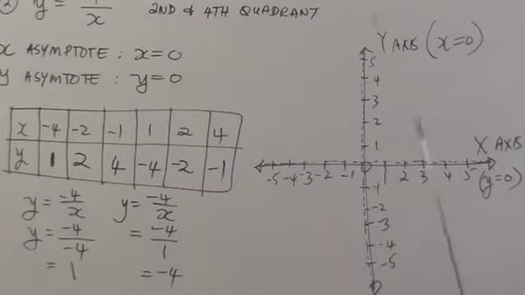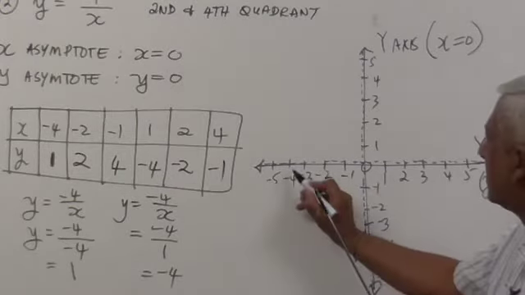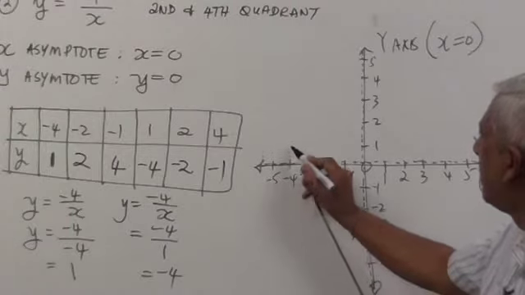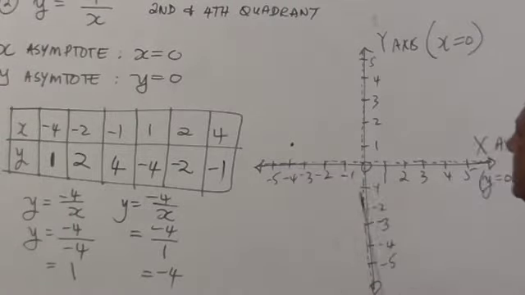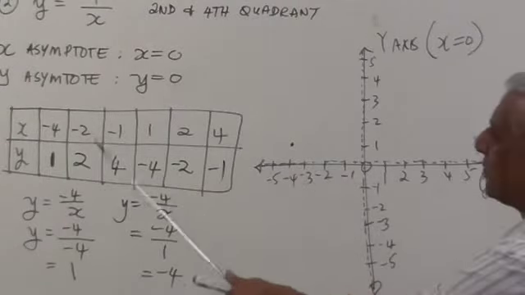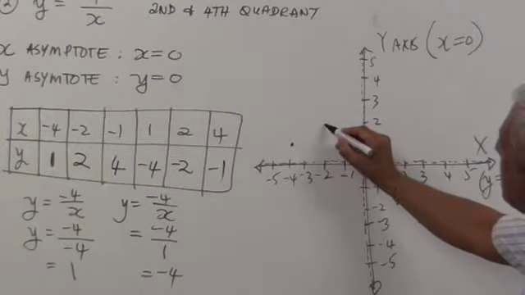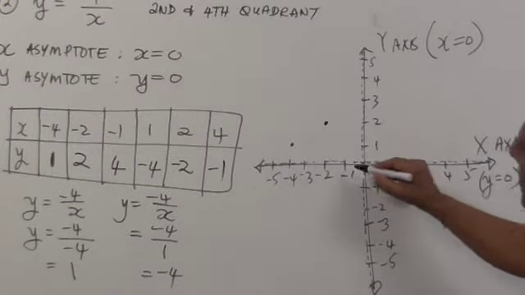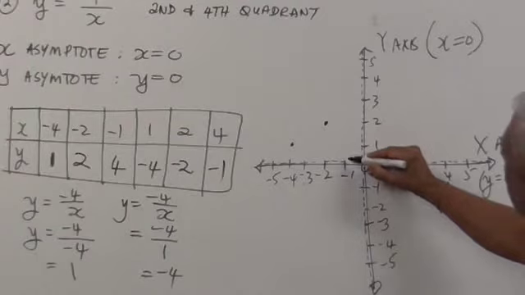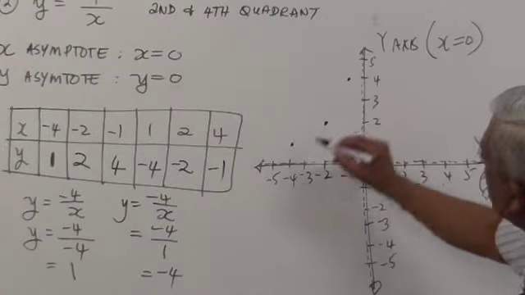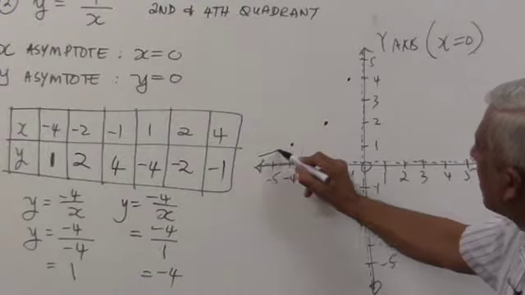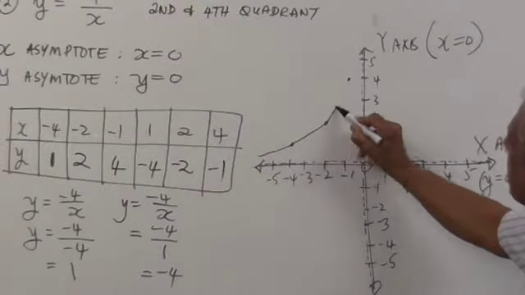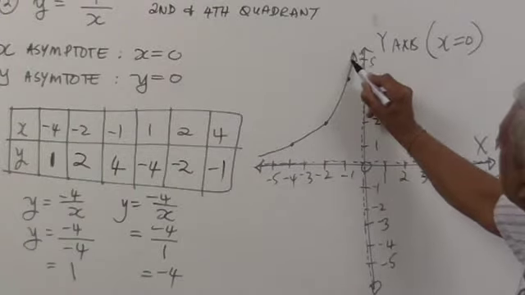Negative 4, 1. It's here. Negative 2, 2. And negative 1, 4. So we got the shape of the graph now. The graph goes here, this way up here.